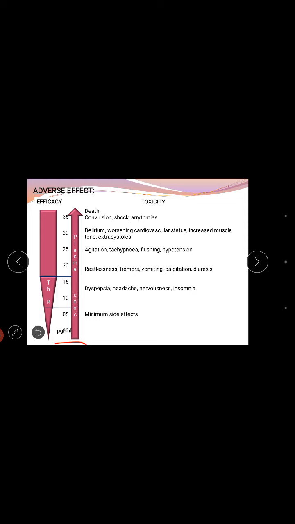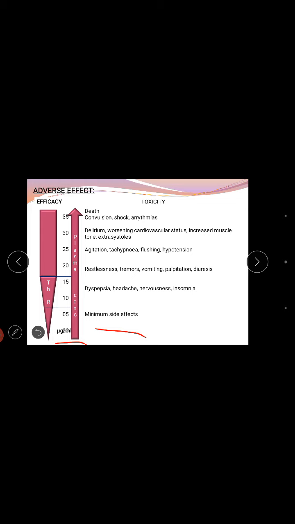See here, they have shown what adverse effects you will see as you increase the dose. 5 microgram per ml: minimum side effects. 15 microgram: dyspepsia, indigestion, headache, nervousness, insomnia. 20 microgram: restlessness, tremor, vomiting, palpitation, diuresis, like urine formation increases. 25 microgram per ml: agitation, a confusion kind of state, tachypnea, flushing, redness on the face, hypertension. 30 microgram per ml: delirium, worsening cardiovascular status, increased muscular tone, extra systoles.